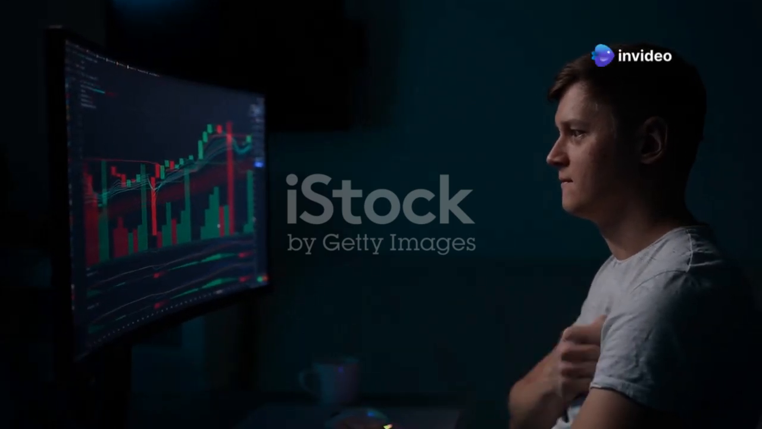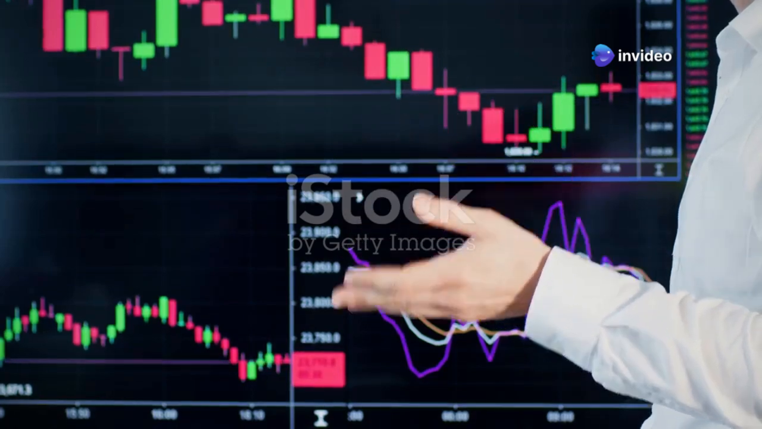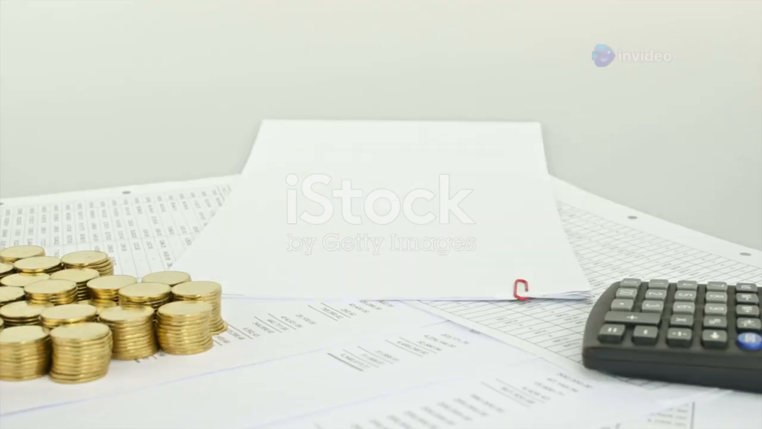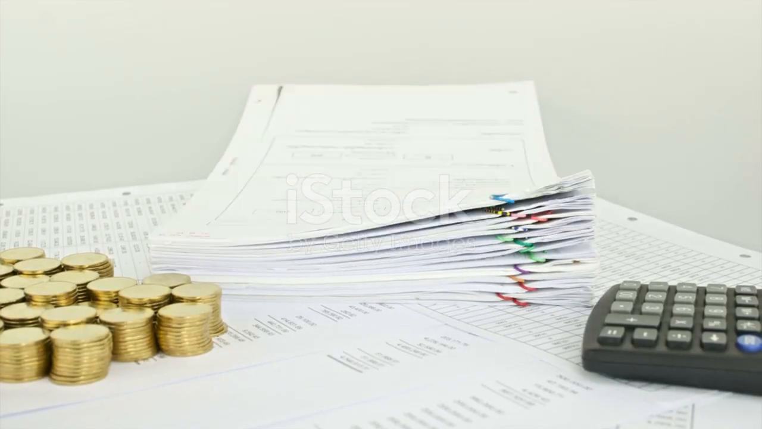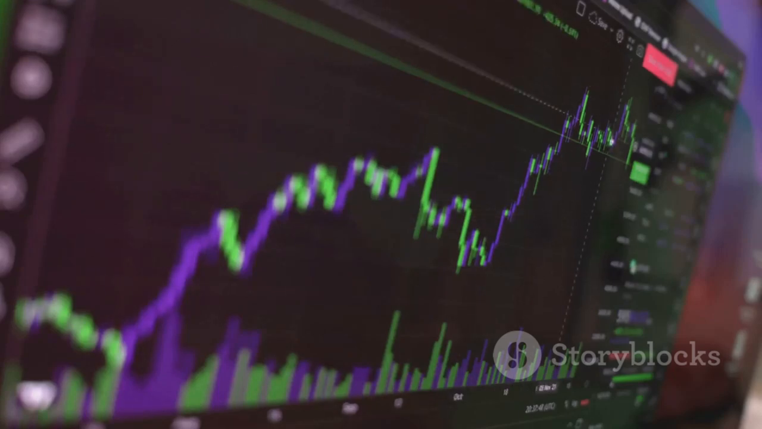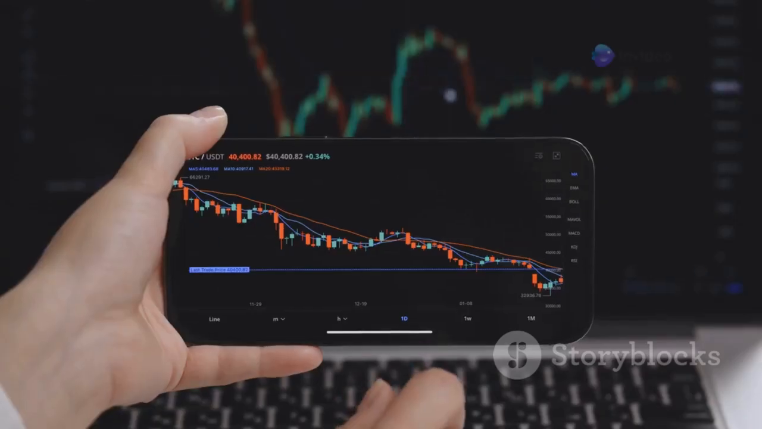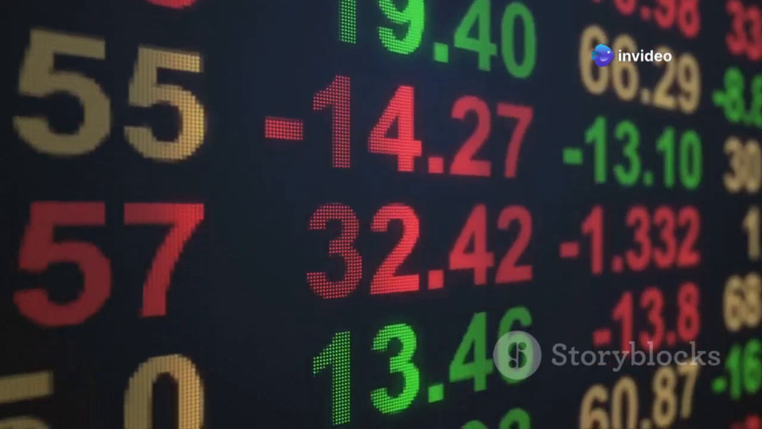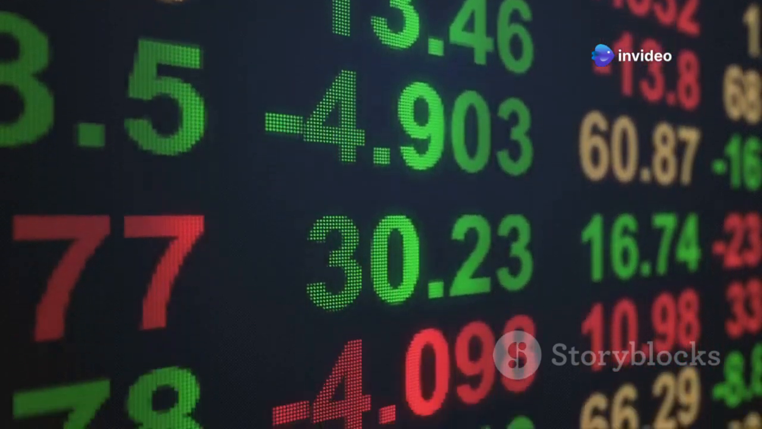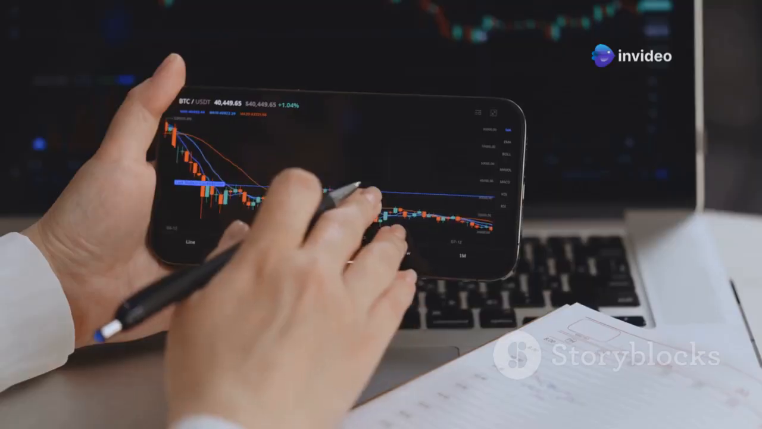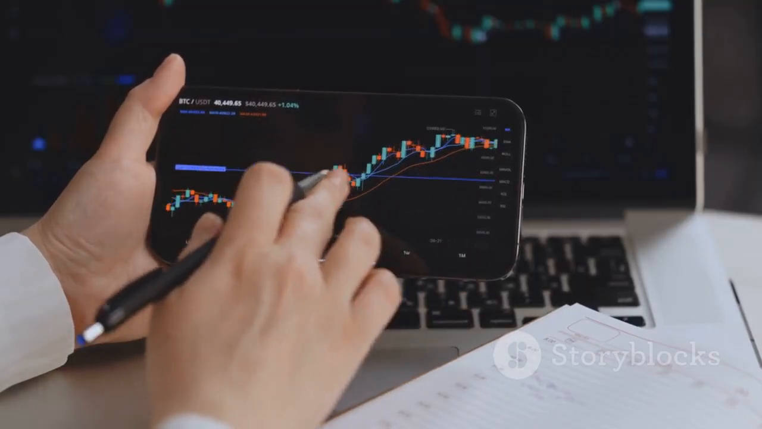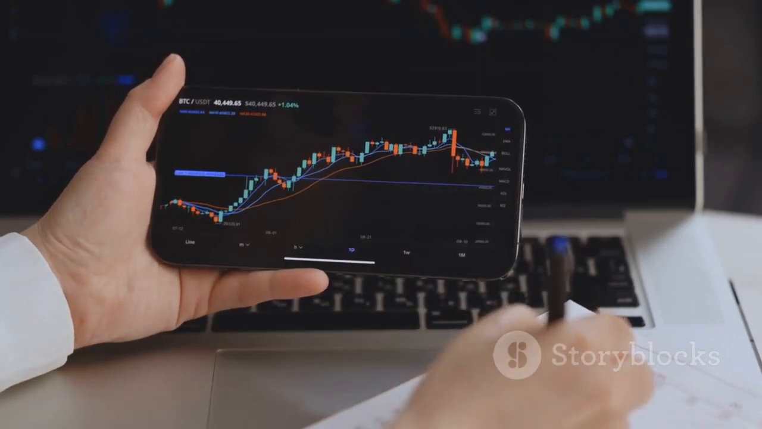Hey there, fellow investors. We're about to unlock the secrets of technical analysis. Forget the boring balance sheets and income statements for a minute. We're diving into the exciting world of stock charts. Trust me, charts don't lie. They tell a story about supply and demand, fear and greed. Learn to read these stories and you'll be well on your way to making smarter investment decisions.